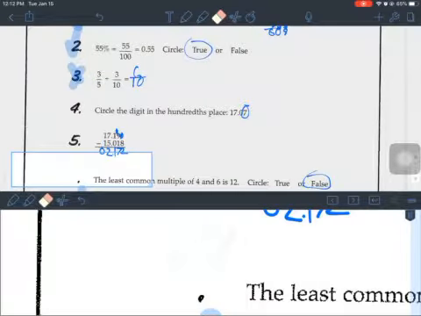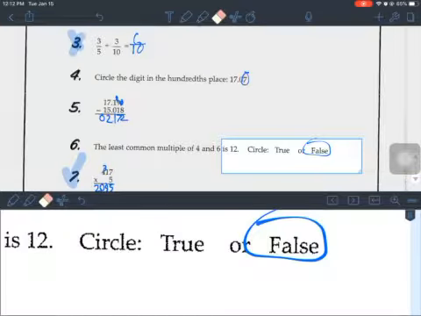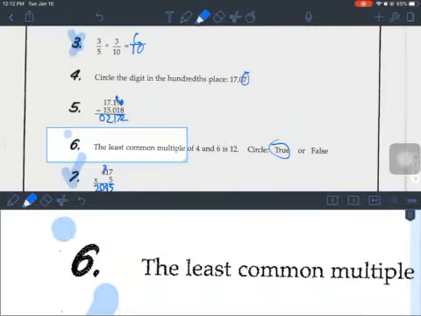We're finding multiples. So Brianna, count by 4s for me. Okay, stop there. Now Brianna, count by 6s. 24, okay? Well, Brianna, on here, which ones do we have in common? 12 and what? Just 12, okay? It's the least common multiple.